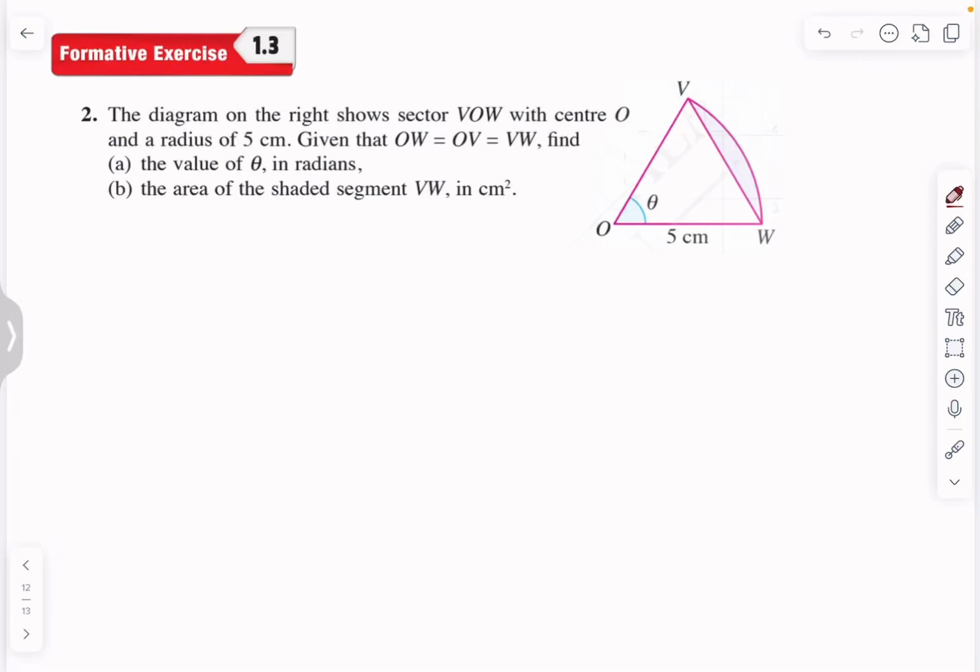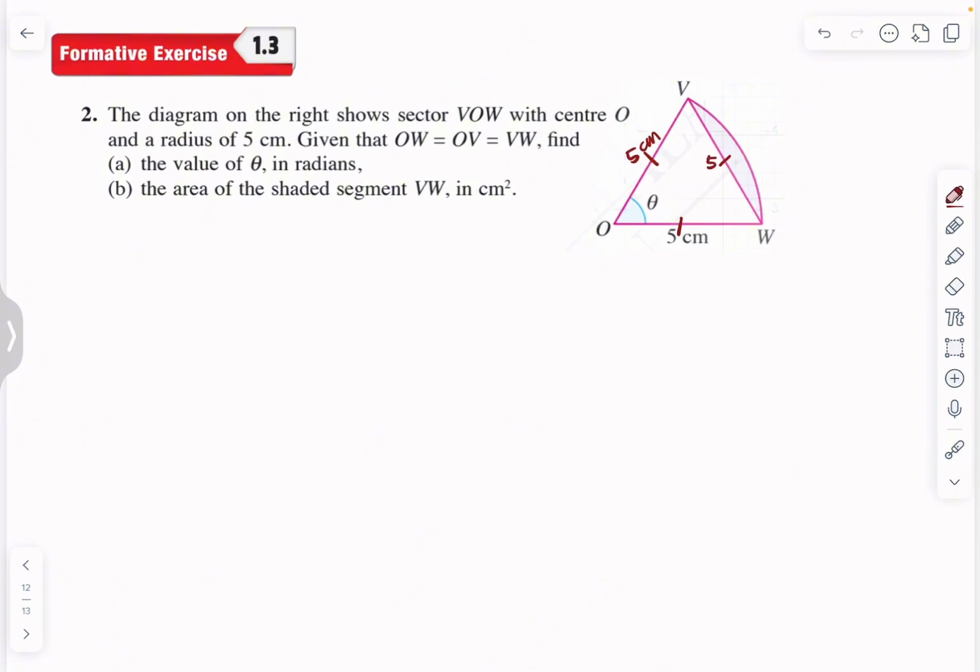Question 2. The diagram on the right shows a sector VOW with center O and radius of 5. So this is 5, which means this will also be 5 cm. Given that OW, OV, VW are all the same length, that means this is an equilateral triangle. So 5, 5, and this is also 5.